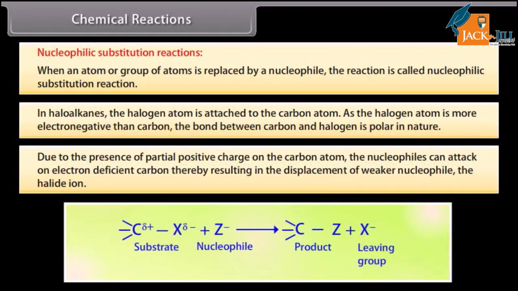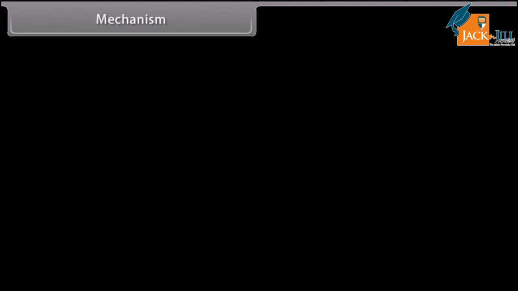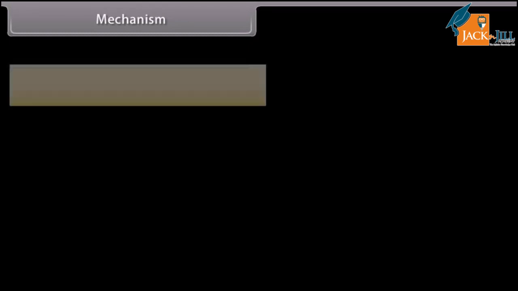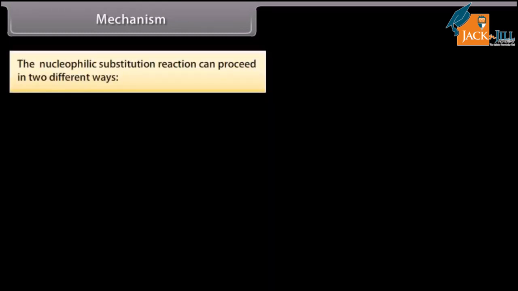Due to the presence of partial positive charge on the carbon atom, the nucleophiles can attack on electron-deficient carbon, thereby resulting in the displacement of weaker nucleophile, the halide ion. Mechanism. The nucleophilic substitution reaction can proceed in two different ways.